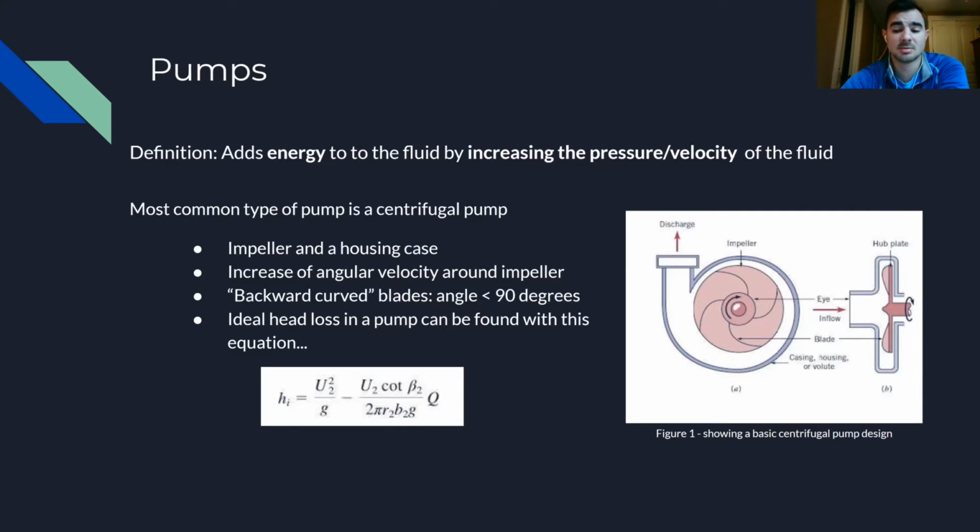These pumps can be described in multiple different ways: the number of eyes it has, the number of impellers it has, and the blade angle. If there are multiple impellers, it's considered a multi-stage centrifugal pump, and that is ideal when you want to increase the head pressure of your pumps. You can calculate the ideal head loss with this equation below, but just know there are assumptions made, so it's actually above the actual ideal head loss equation.